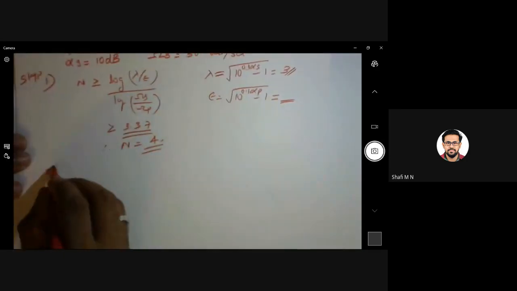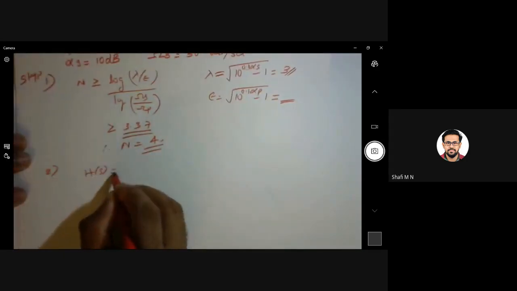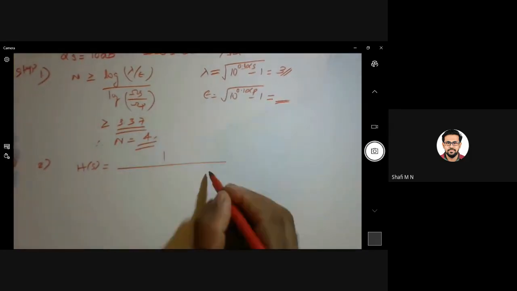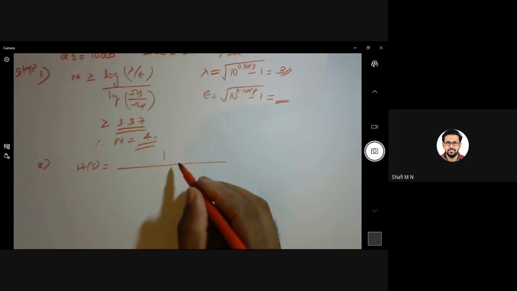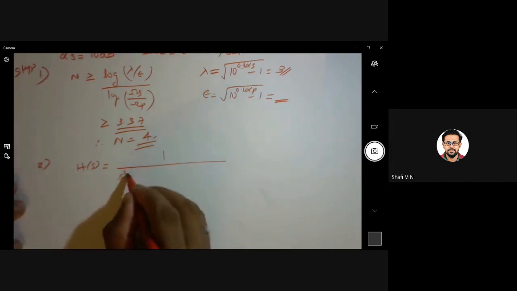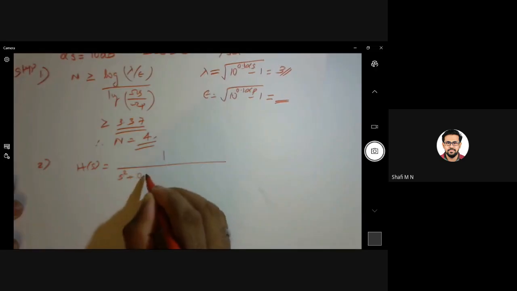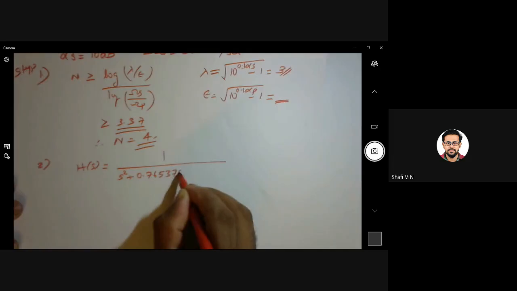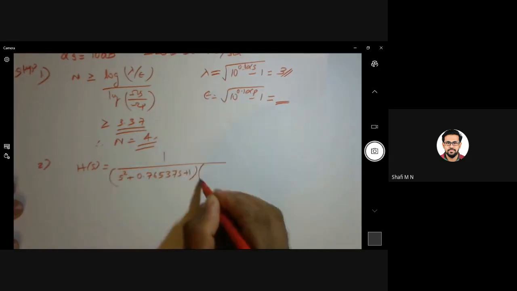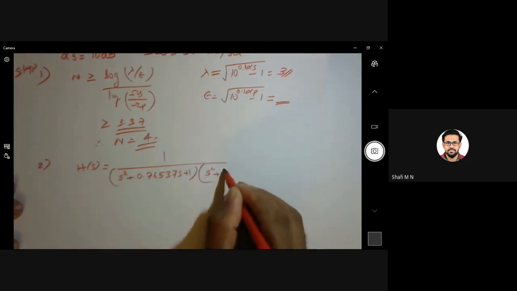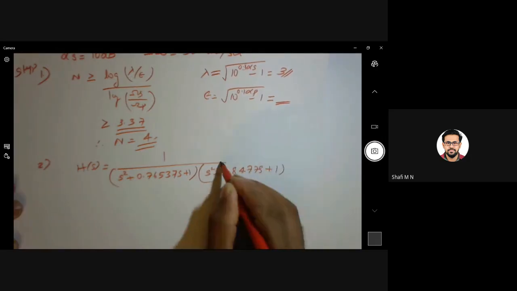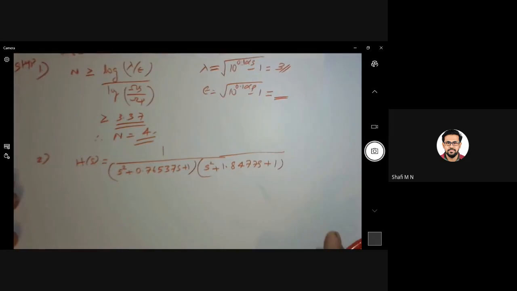Second step is you have to select your transfer function from the table that we have learned. Do remember the denominator was mentioned in that table. Numerator is always 1. Let me write those values. Denominator is s square plus 0.76537 s plus 1 into s square plus 1.8477 s plus 1. So this is your transfer function.